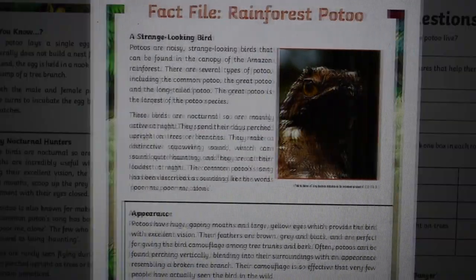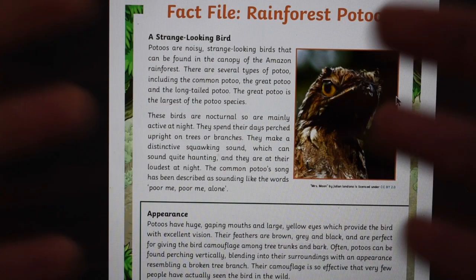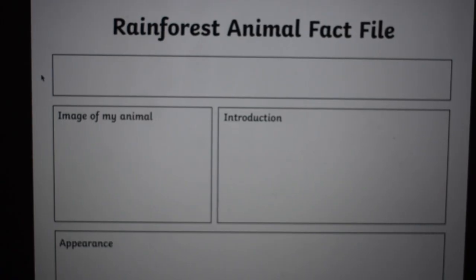But this is what you're going to create. You're going to create your own rainforest fact file using this information here. So let's have a look at how you're going to be using this information to create your own rainforest fact file. So this is the fact file which you're going to be using as your plan. We can see here that again we've got our main heading at the top, this is your space where you're going to write your main heading, and here we've got different subheadings which you're going to use again to fill out this fact file.